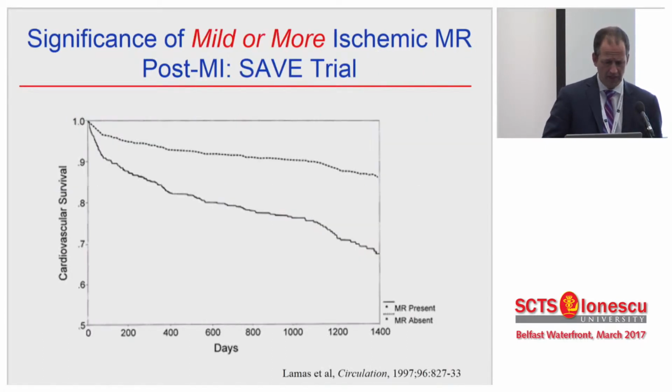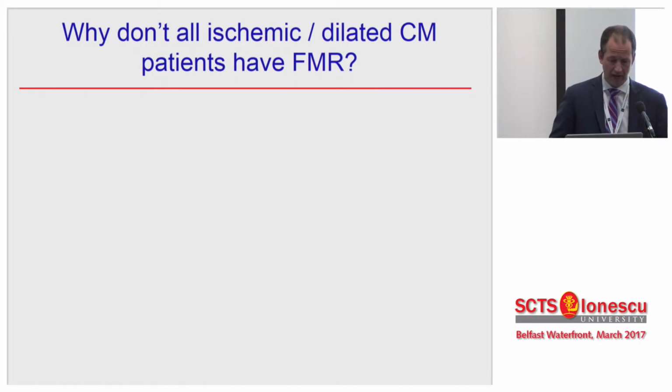This is the SAVE trial. As you know, this shows a big difference for survival if you do have MR, and it's important to stress, this is mild or moderate. This is not even severe. So this is mild, moderate, or severe MR. This includes patients even with just mild. So mild also has an impact.